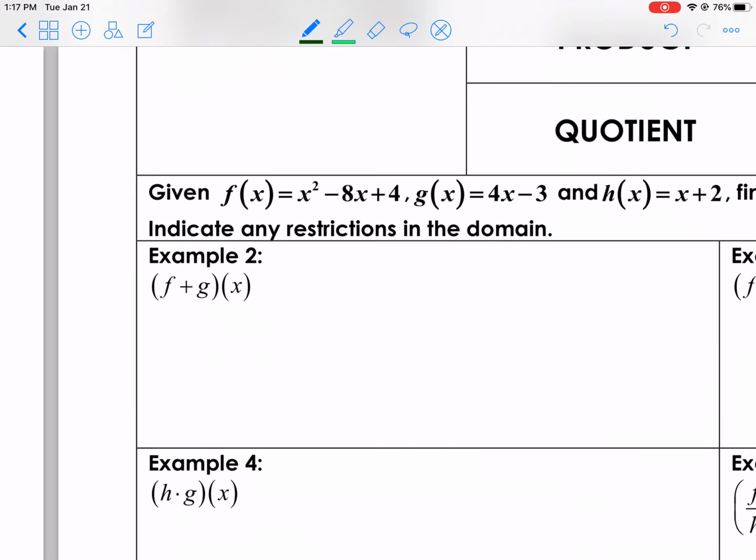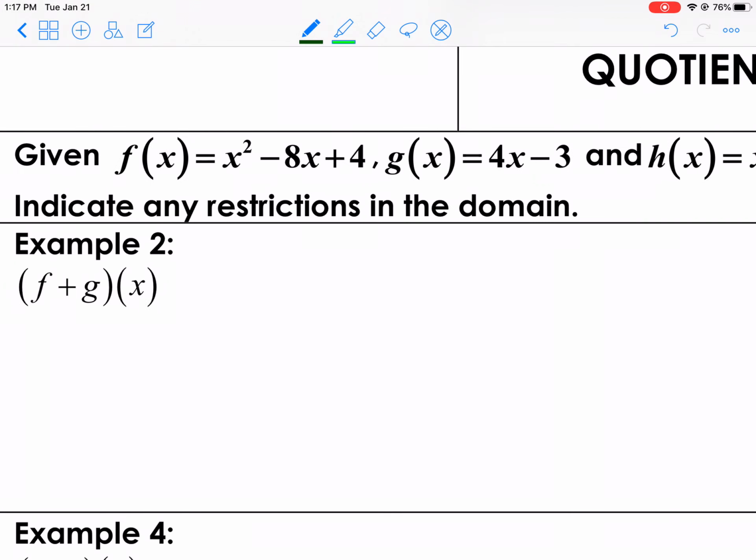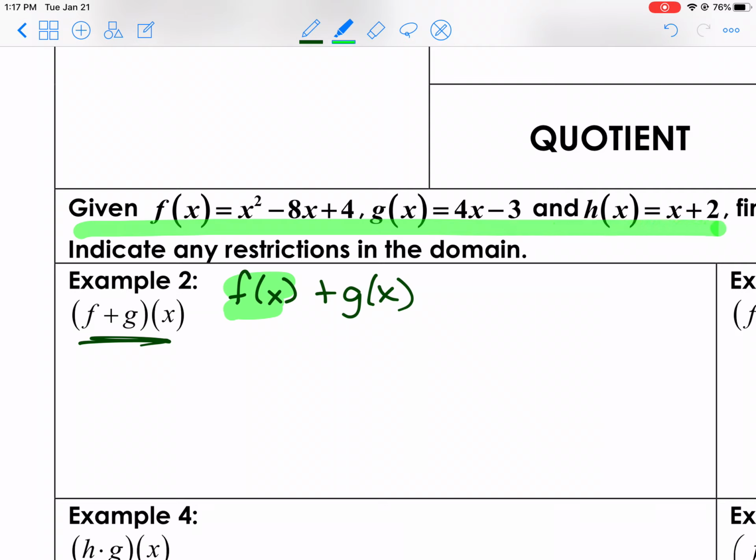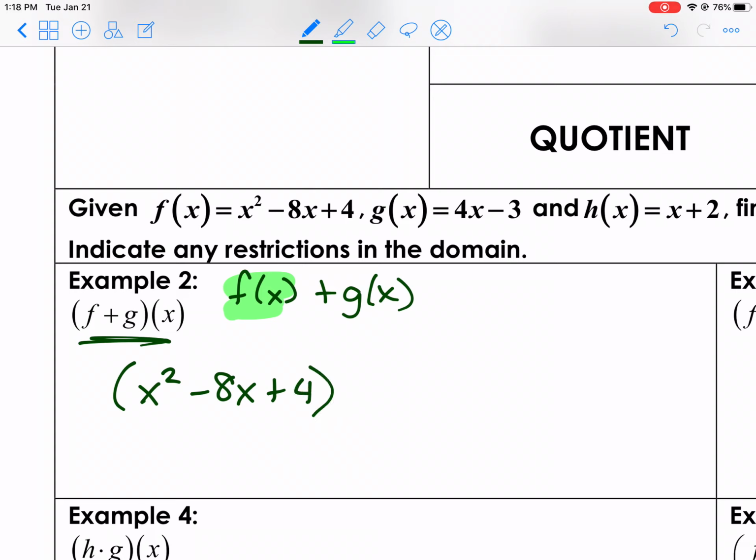Let's try out these first couple of problems. So here we have example 2, f plus g of x. So this is really, we want f of x plus g of x. I'm going to start by writing f of x. And notice up here I have several functions. There's an f function, a g function, and an h function. So what we're going to do is first start by writing the f function. So I'm going to write x squared minus 8x plus 4.